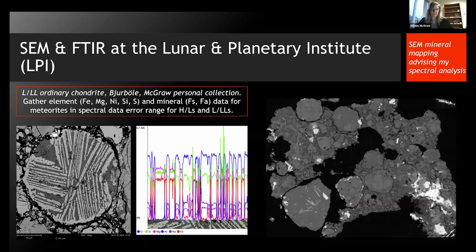I'll also use the SEM and continue my FTIR work here at the Lunar and Planetary Institute, my new institution. And this is a first look and first pass that I was able to do for LLL Bijaburle, which is a triple L that fell into the bottom of a lake that somebody recovered. Thank you, meteorite hunters. Next slide.